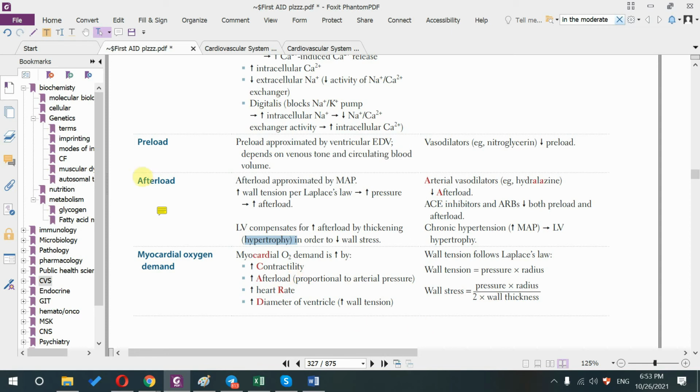So the afterload also has some pharmacological relationships. If you use an arterial vasodilator, not venous, nitroglycerin works in veins, hydralazine works in arteries. You must know this. Nitroglycerin, veins; hydralazine, arteries. So hydralazine is an arterial vasodilator, and it decreases the afterload. Also, ACE inhibitors, which work on the RAS system, and ARBs decrease both the preload and the afterload.